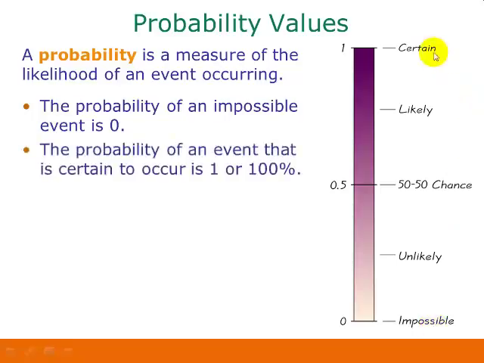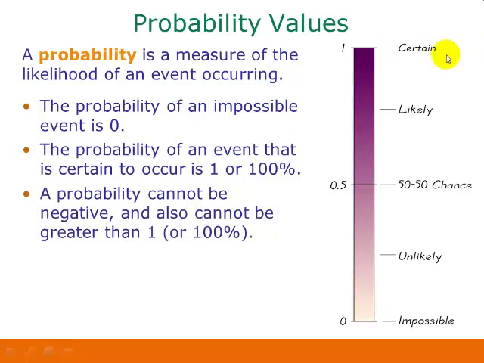On the other end, the probability of an event that is certain to occur, or that has already occurred, is 1, or 100%, if we want to put it in percentage terms. And then we have all these possibilities in between. If the event is unlikely, we would have it down here with a small probability. If it's likely, we would have it up here closer to the 100%.